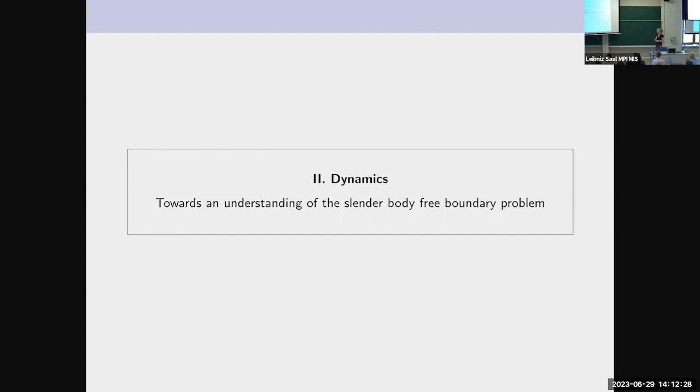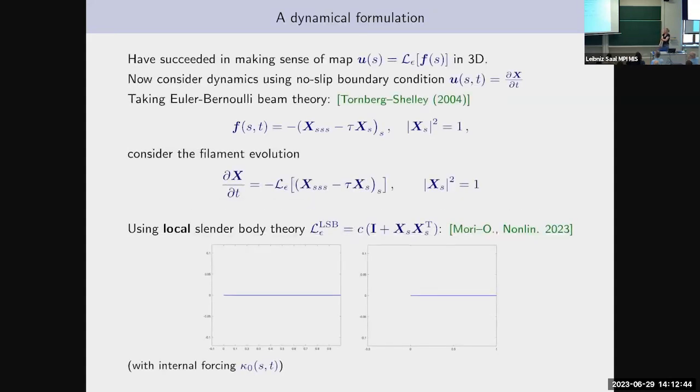All right. So in particular, I want to be able to understand, for example, the things that we were seeing on the very first slide in the video of the waving filaments, right? So what we've done so far is we've succeeded in making sense of this slender body Neumann to Dirichlet map in 3 dimensions, right? So we have this operator that's taking a force density along a curve, and it's spitting out this velocity field that we're taking to be the velocity of the filament, right?